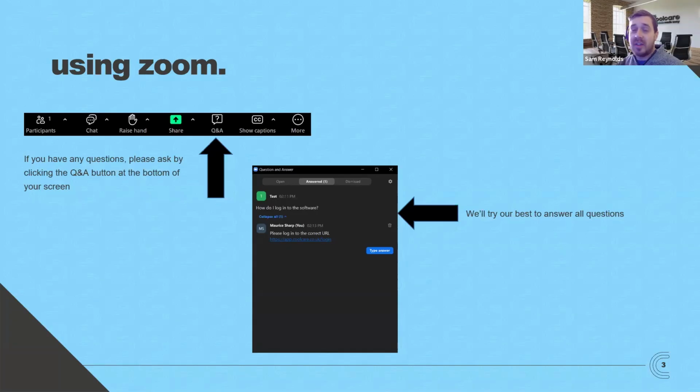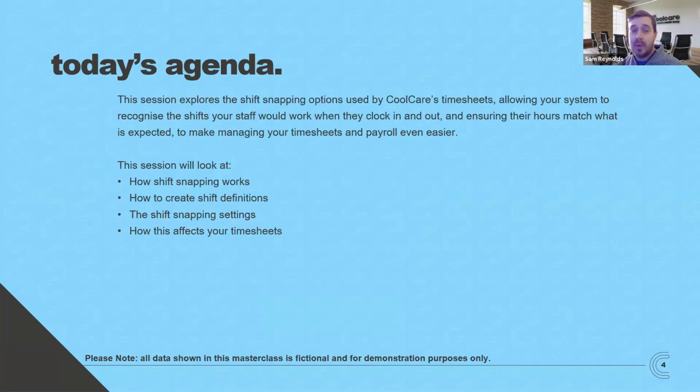So what we'll do today is explore shift snapping in CoolCare, how that works on our timesheets in the system, and how you can set up CoolCare to recognize what shifts your staff work, to ensure that your timesheet is accurate, reflecting what they've actually done. We'll see how shift snapping works, how to create the different things it needs in order for it to work, the different settings that affect it, and then how that all appears on your timesheets, and how to adjust those further if we need to as well.